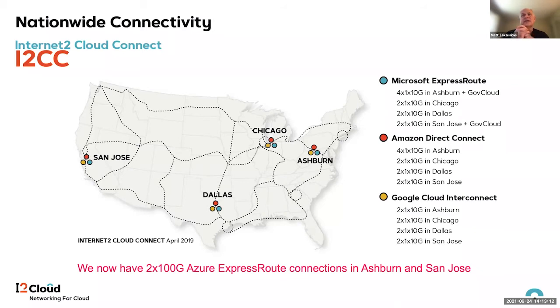Chicago just has 2 10 gigs, but there's more coming up online. Dallas has 2 10 gigs, and San Jose has got 4 10 gigs, 2 to each piece of equipment we've got there.